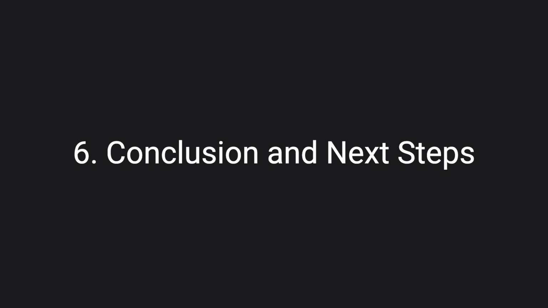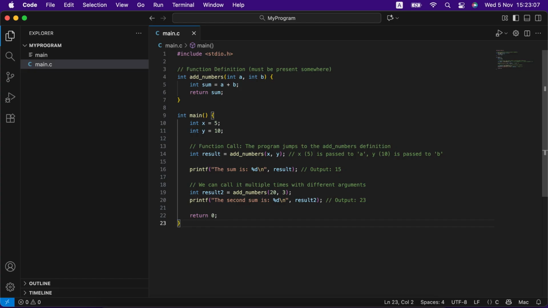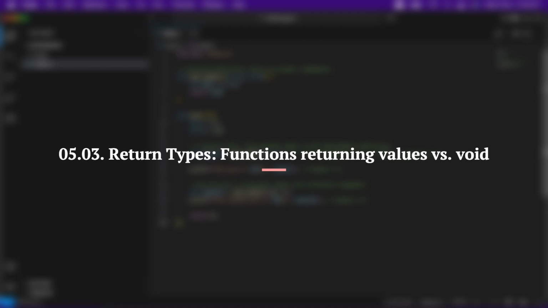Sixth, conclusion and next steps. We now know the syntax for defining and calling functions, and the difference between parameters, placeholders, and arguments, actual values. The example we used returned an integer value. But what about functions that don't need to return anything? In our next lesson, we will explore 5.03, Return types: functions returning values versus void.